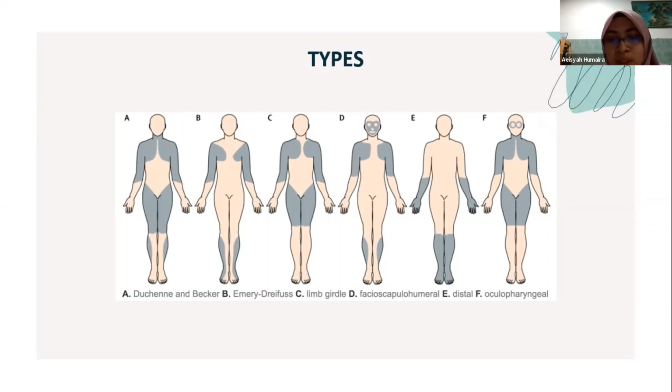For the facioscapulohumeral, it appears at the face, shoulder, and upper arm first. For the distal, at the feet, hand, leg, and then lower arm. And for the oculopharyngeal, it appears at the eyes and throat.